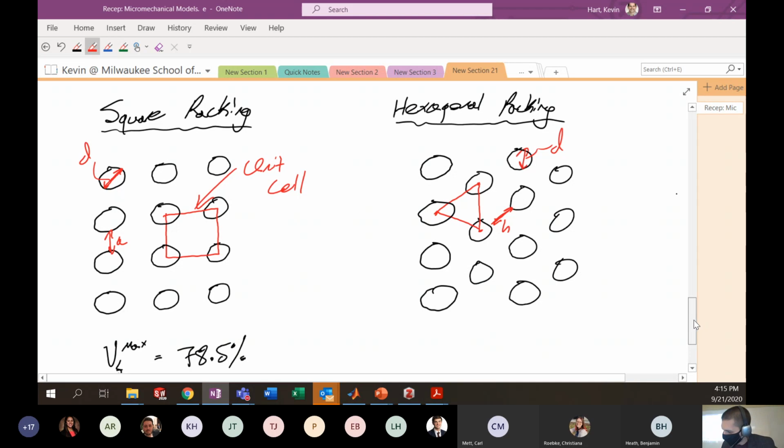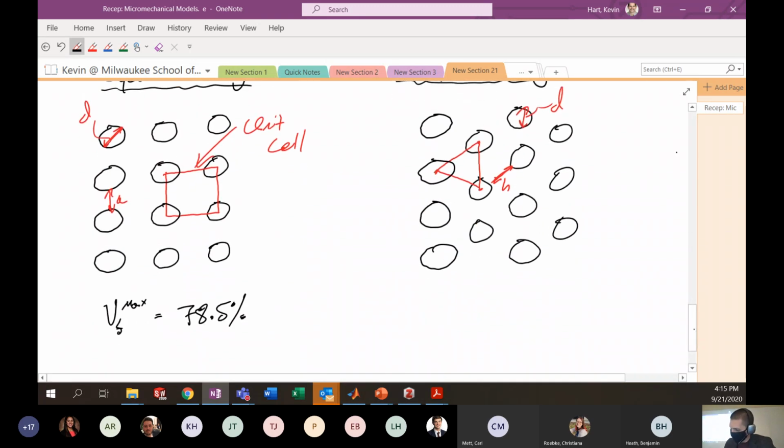There are models that show that there's a maximum volume fraction of packing. It used to be a homework problem that I gave to derive the maximum value, but people went crazy with that, so I decided against it. The maximum packing for hexagonal packing is 90.7%.